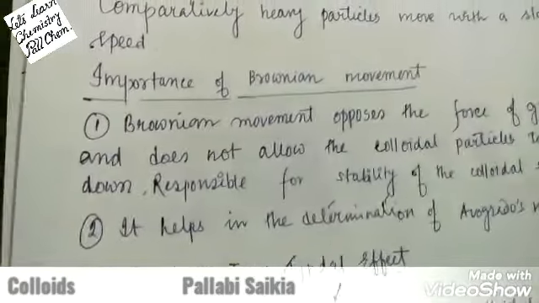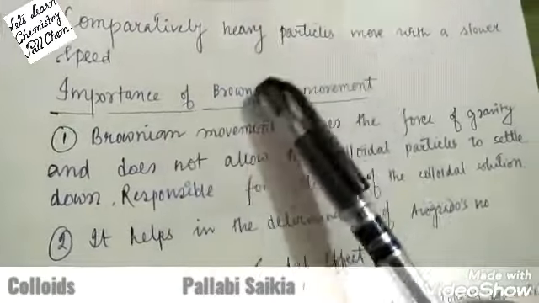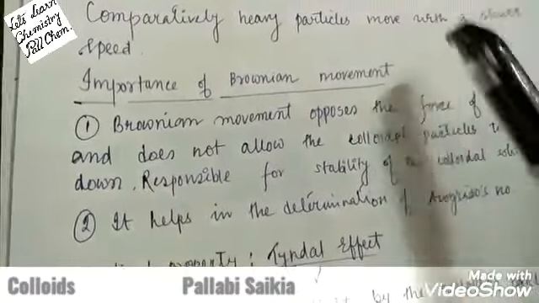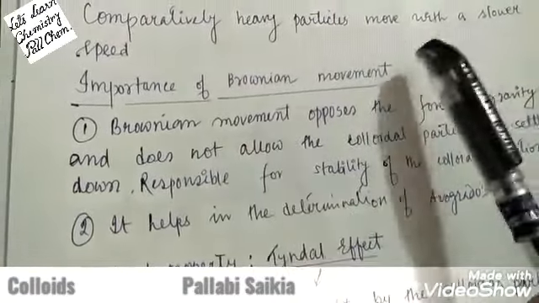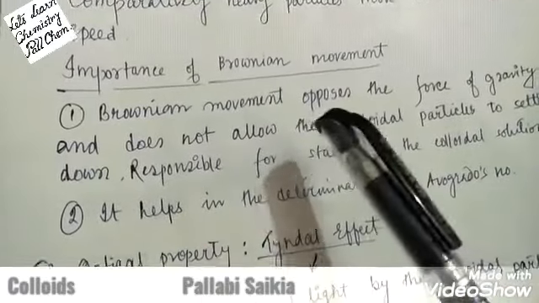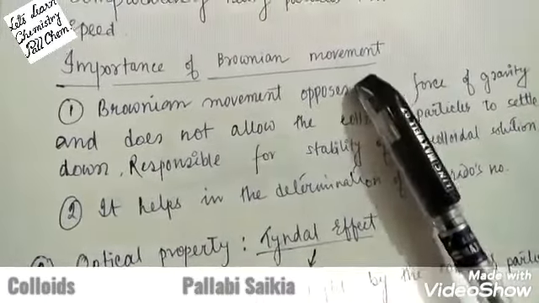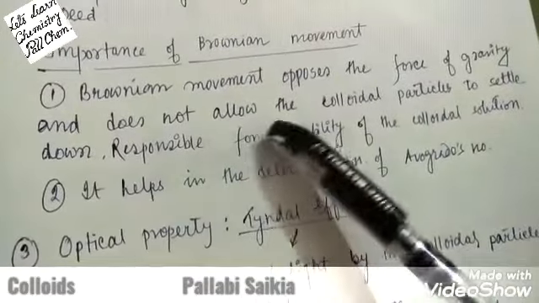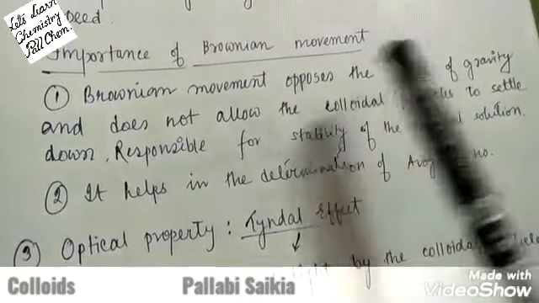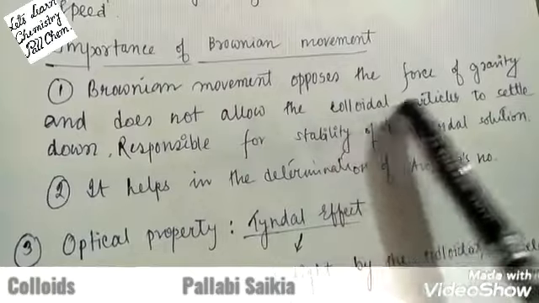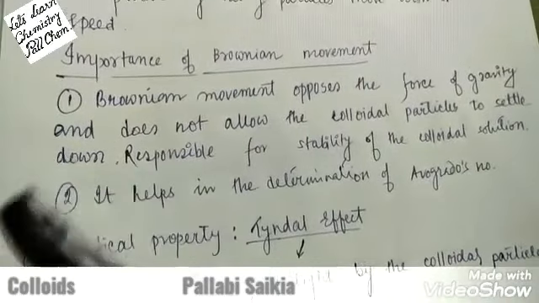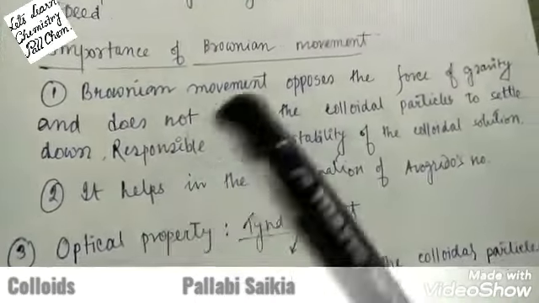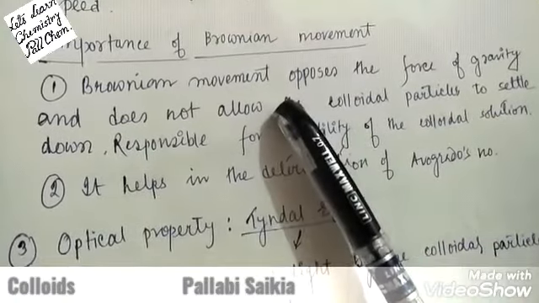Another thing is that comparatively heavy particles move with a slower speed. And what is the importance of Brownian movement? Number one, Brownian movement opposes the force of gravity and does not allow the colloidal particles to settle down. So Brownian movement is very important for the stability of the colloidal solution.